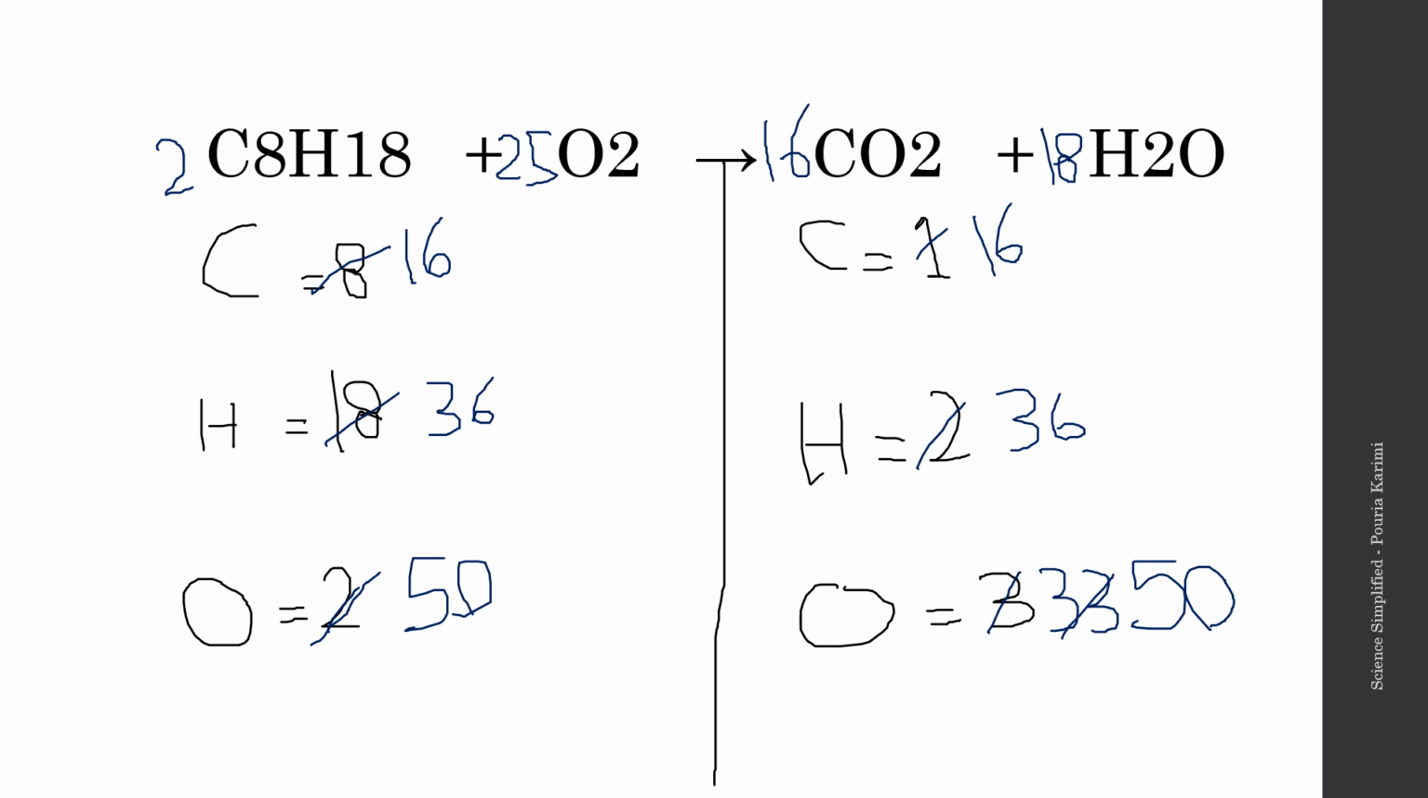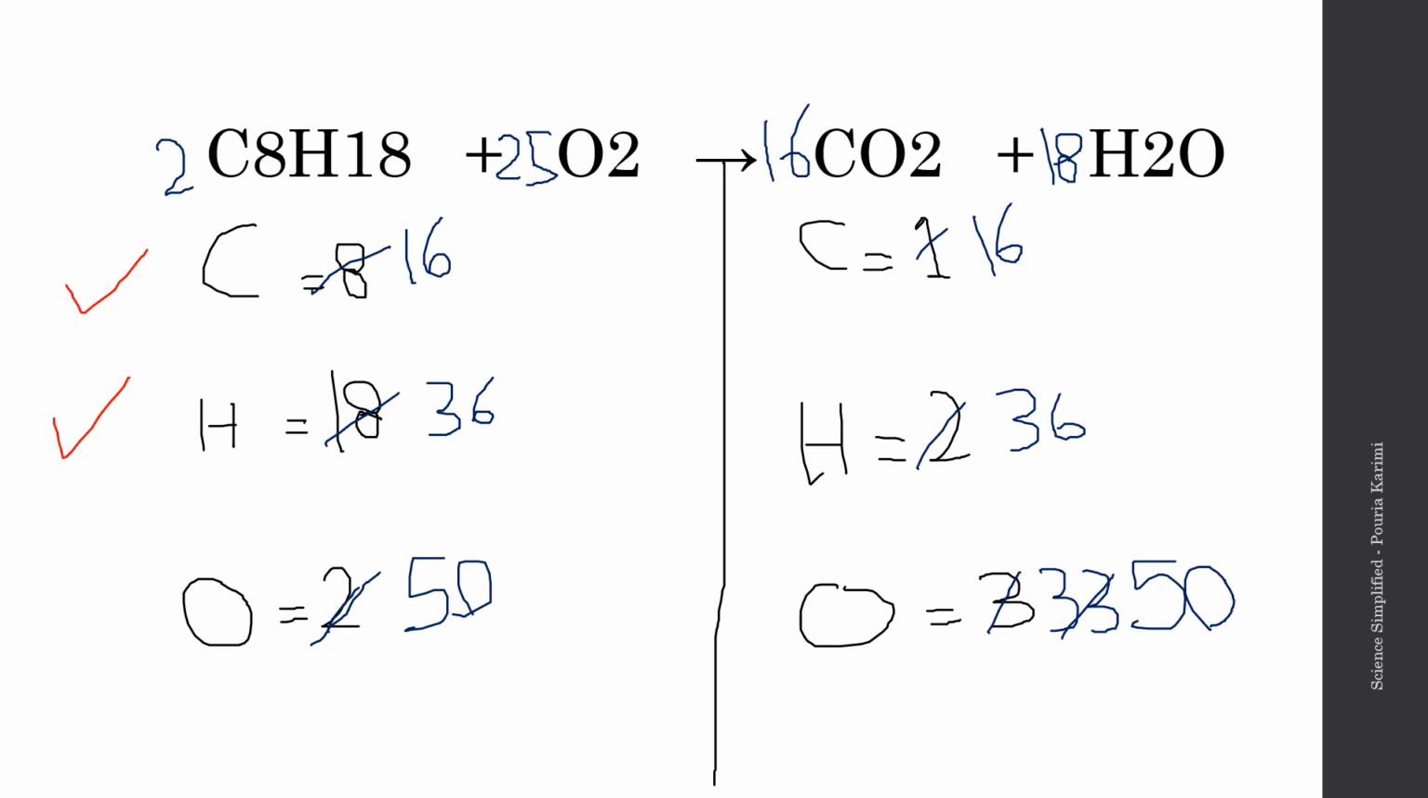So let's do it. So we put a 2 here. So 2 times 8 is 16. 16 carbon here. And 16 times 1, 16 carbon here. So this is good. Now let's do hydrogen. 2 times 18 is 36. Yeah. 18 times 2 is also 36. So this is the hydrogen. 2 times 18 and 18 times 2, 36.